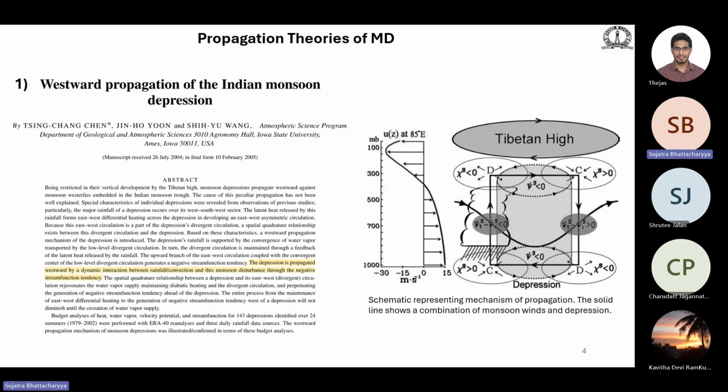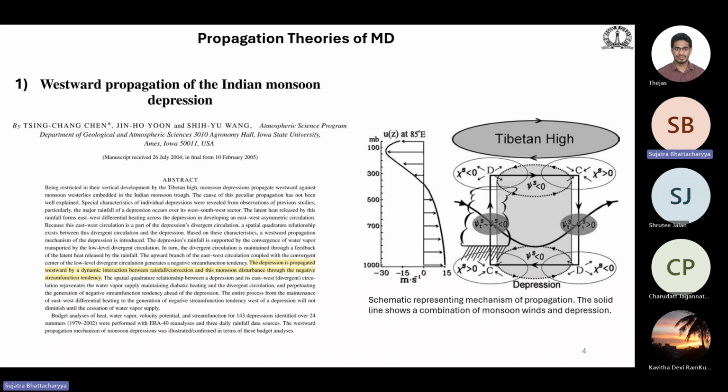In the schematic, the left-hand side is basically the monsoonal winds, the zonal structure of the winds. And on the right-hand side, you can see the cylinder is the core of the monsoon depression, which is marked as a negative stream function. Negative stream function means that there's a positive relative vorticity here. And the idea was that this secondary circulation, which is marked by the rectangle here, is what is trying to maintain the water vapor that is coming into this particular region.